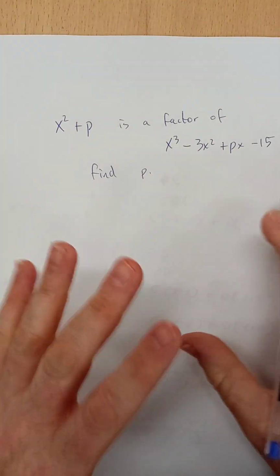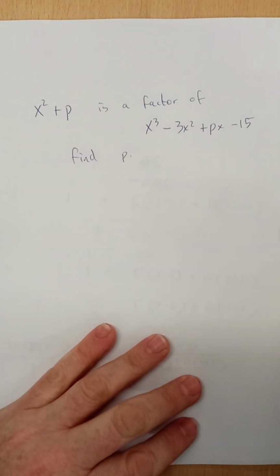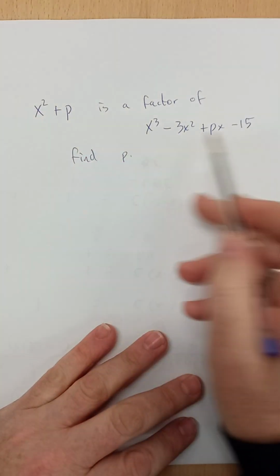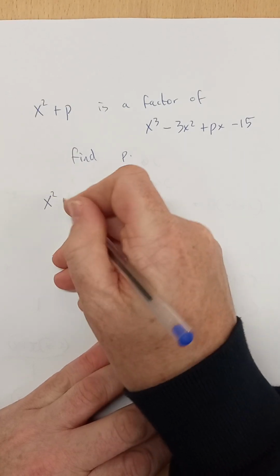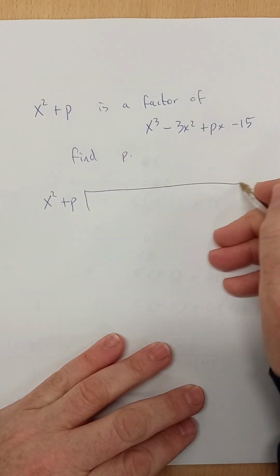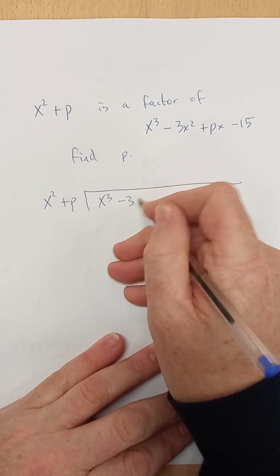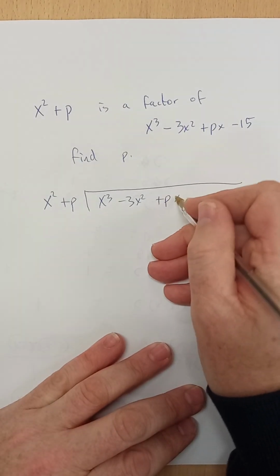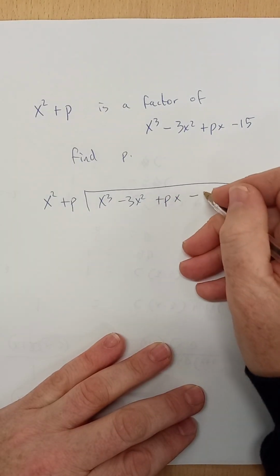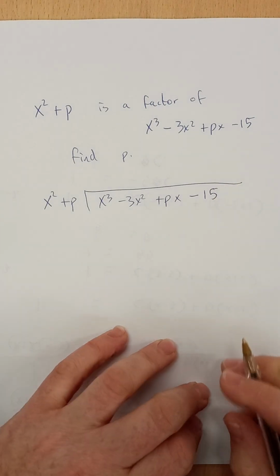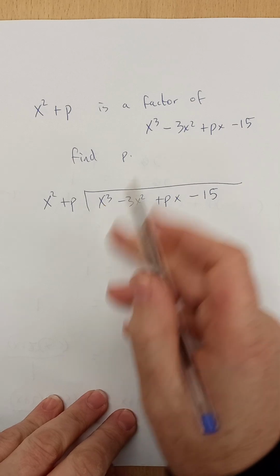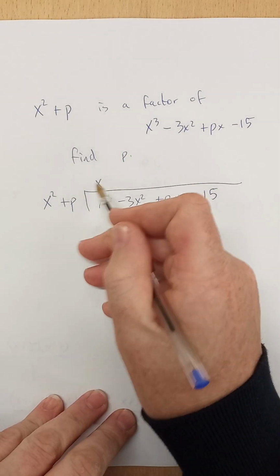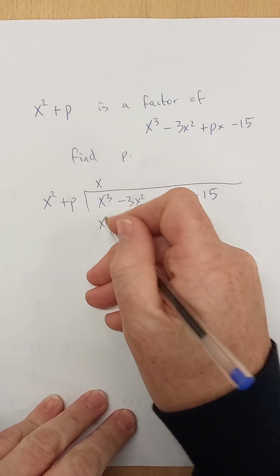Okay, so again, like anything else, let's assume we knew what we were doing. If that's a factor, and then if I divide that in, I should be left with no remainder. So that's what I'm going to try and do. x squared plus p, I'm going to divide that into x cubed minus 3x squared plus px minus 15. So that's going to be my kind of trick. I'm going to divide it in and see what happens. x squared into x cubed goes x. Let's reverse the process. Multiply both these things by x.